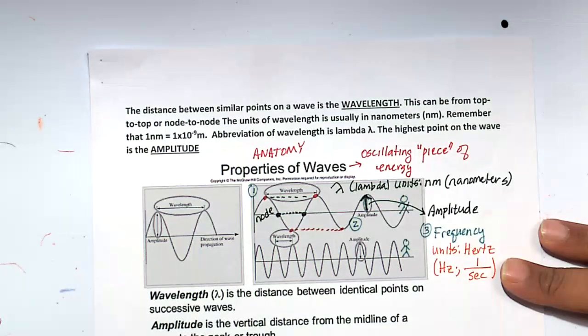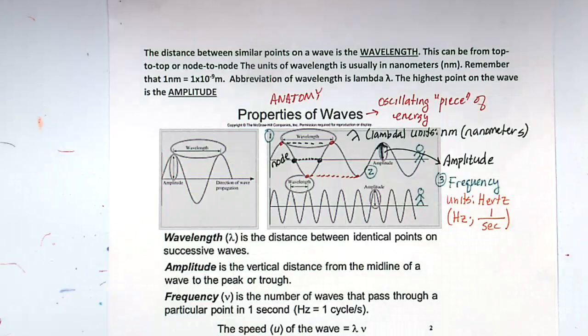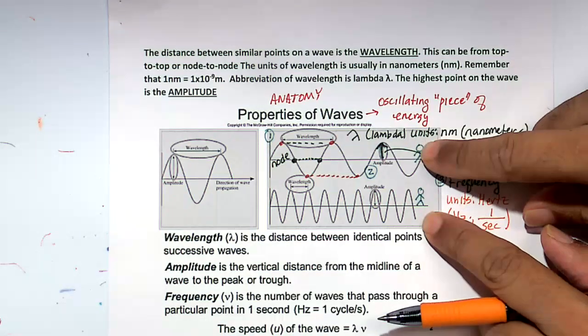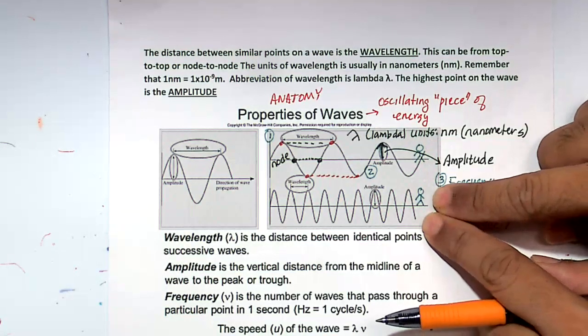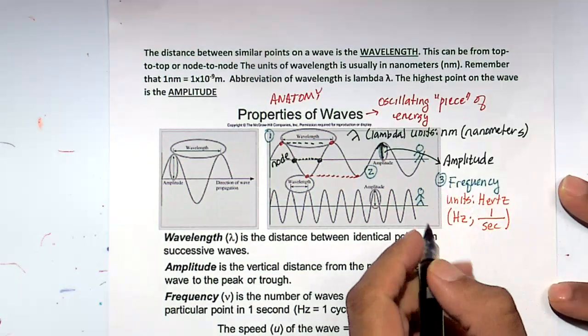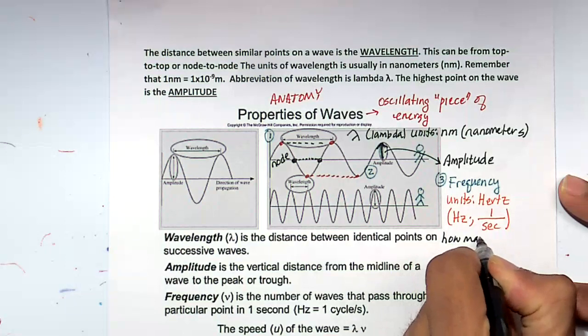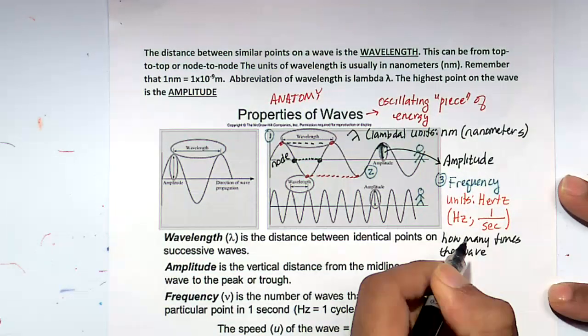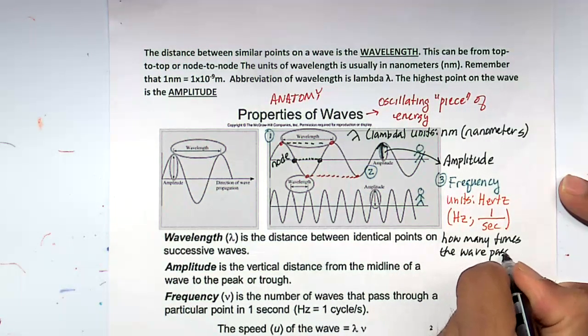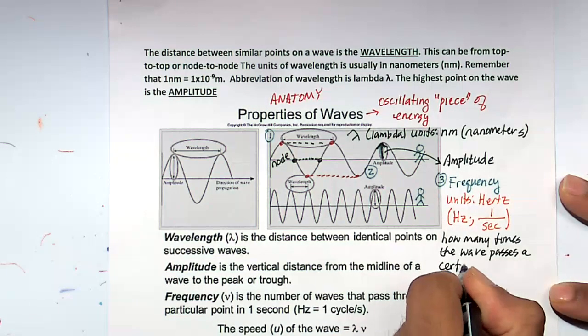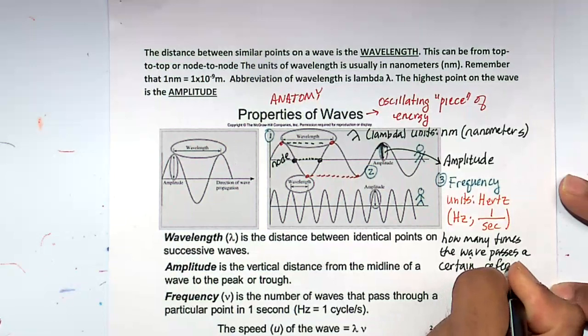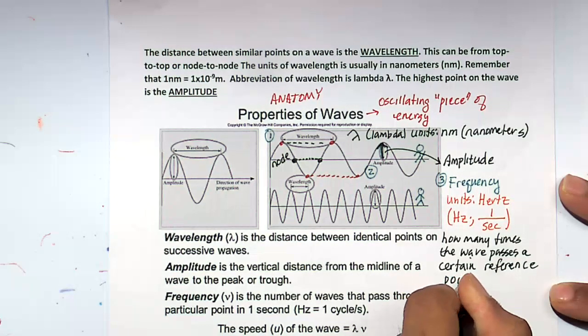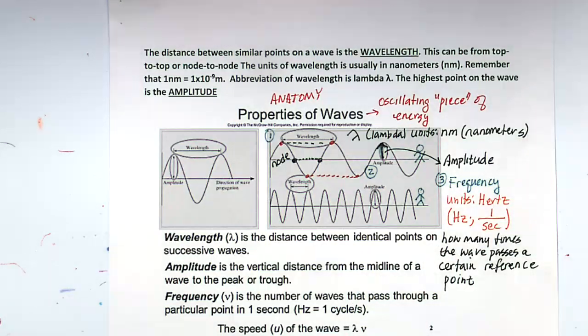Okay, what is the definition of frequency? How many times the wave travels past a point, how many times a wave passes a reference point. Let's call this reference point human one and human two. So the definition of frequency is how many times the wave, an oscillating piece of energy, passes a certain reference point.